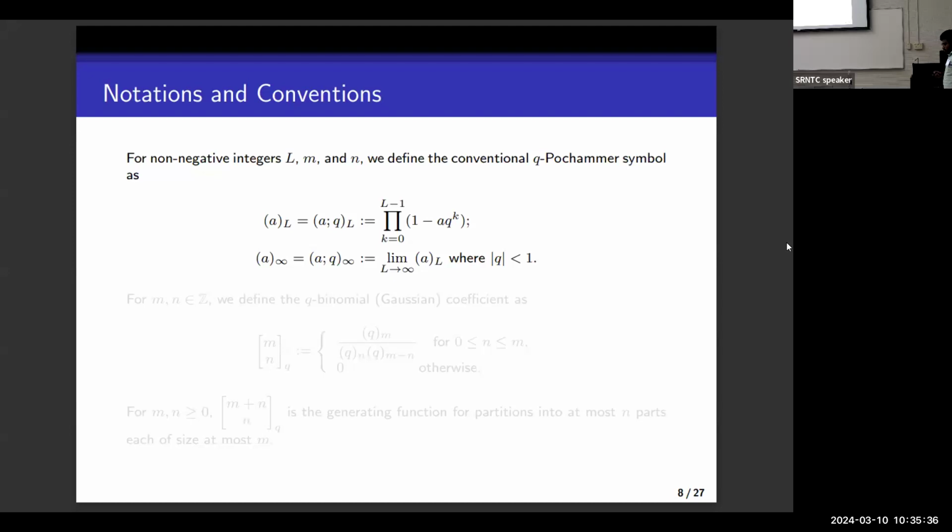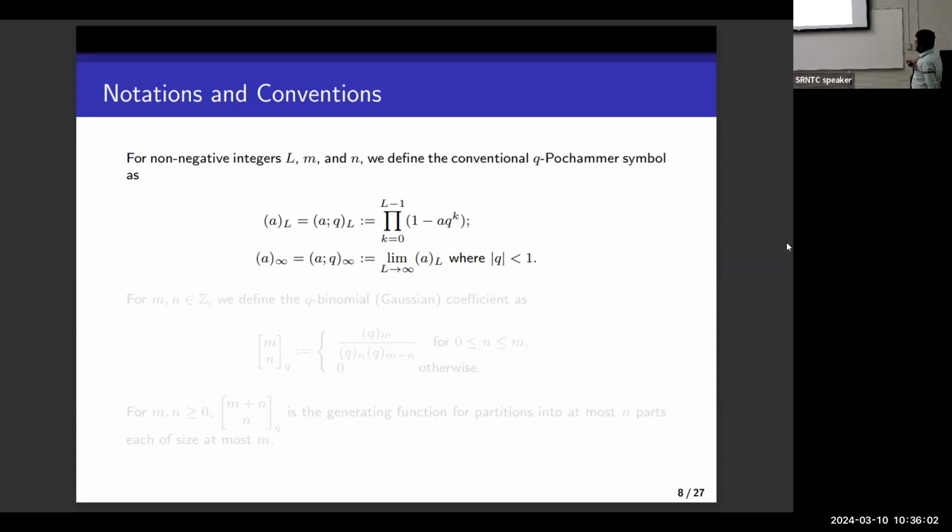So moving forward, I fixed some notations and conventions which are usual in this theory of partitions and q-series. For non-negative integers l, m, n, we define the conventional q-Pochhammer symbol (a;q) sub l, which we read as a to the base q sub l. So q is fixed as a base, and it's this finite product (1 minus a)...(1 minus a q to the l minus 1).